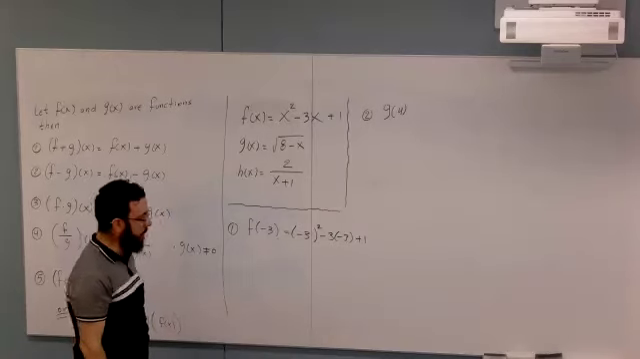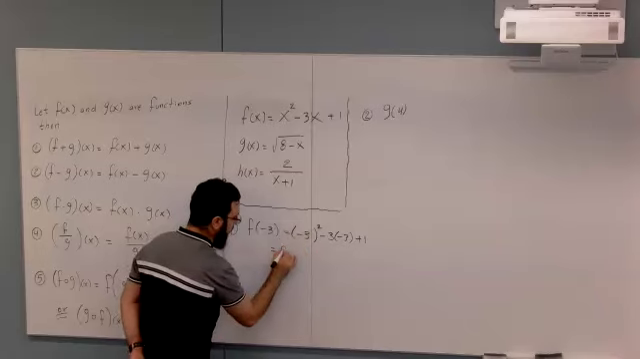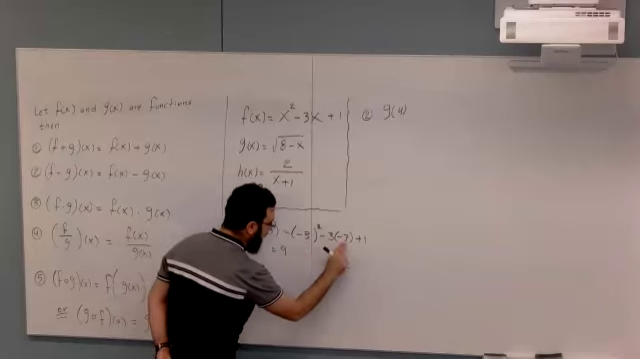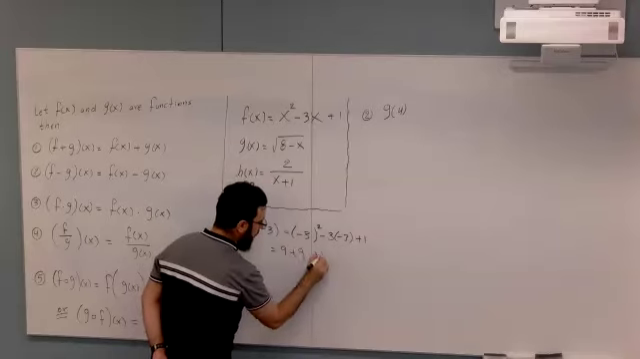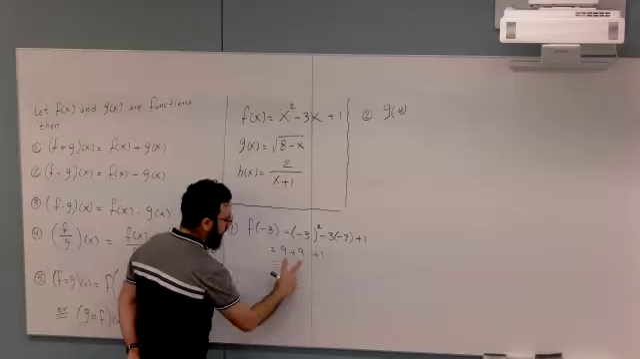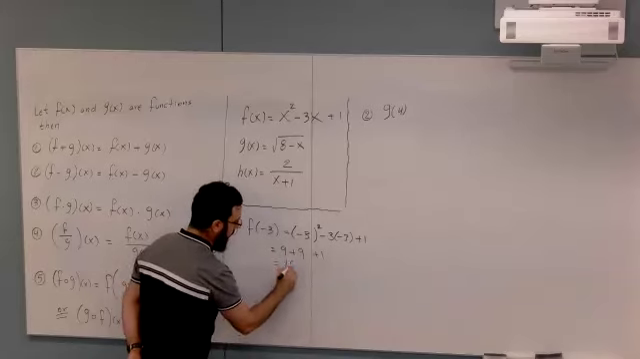Okay, we just plug in the numbers. So it's going to be -3 squared, 9. -3 times -3, the 9, plus 1. So it's going to be 9 plus 9, plus 1. That's it.